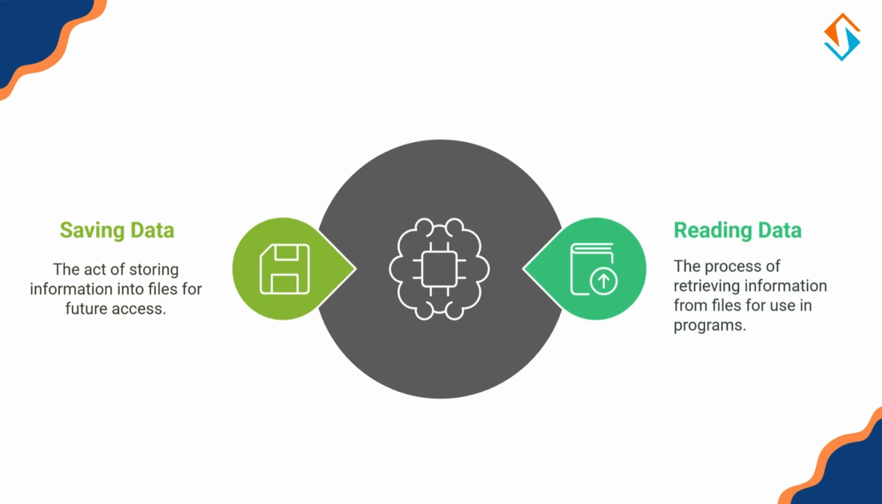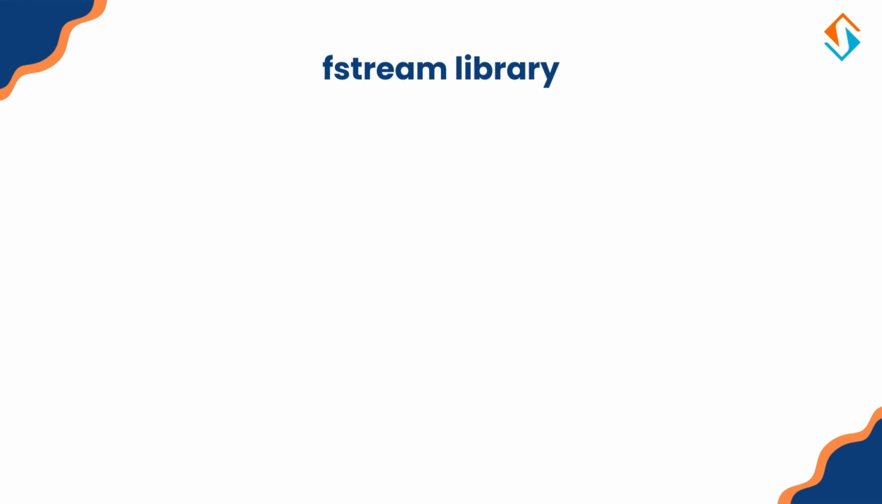Think of it as a way to make your program remember stuff. C++ provides the fstream library for file handling, and it has three main classes. ifstream, for reading files. ofstream, for writing files. fstream, for both reading and writing files. You'll need to include the fstream header file in your program to use these.